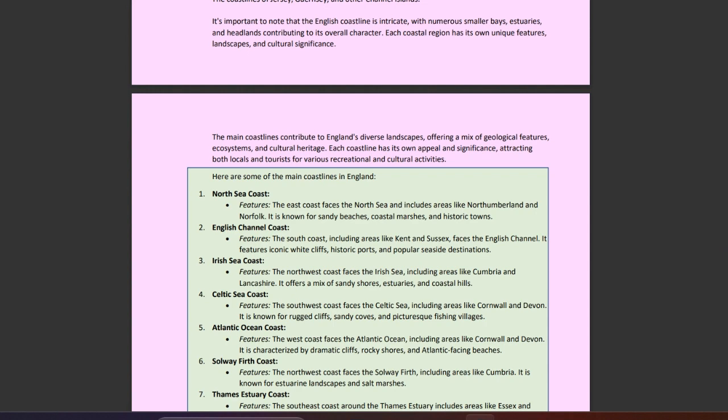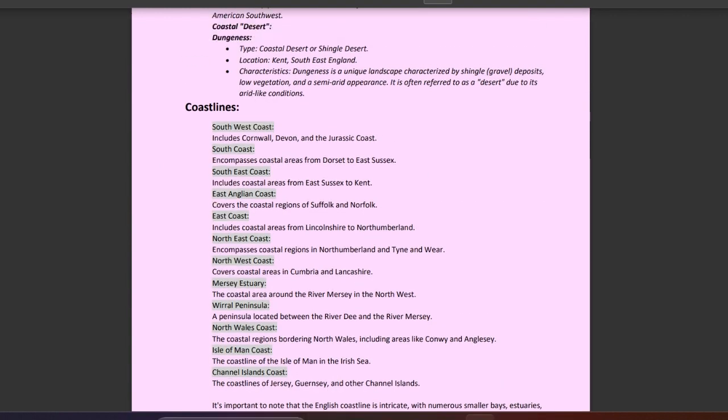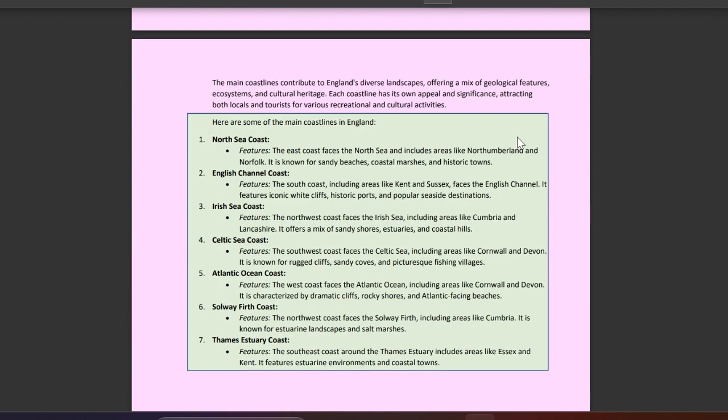And now, here are some of the main coastlines in England. Remember, this part is according to the regions, and this part is according to the main importance. Number one, we have the North Sea coast, then the English Channel coast, Irish Sea coast, Celtic Sea coast, Atlantic Ocean coast, and Solway Firth coast. Of course, don't forget the Thames Estuary coast.